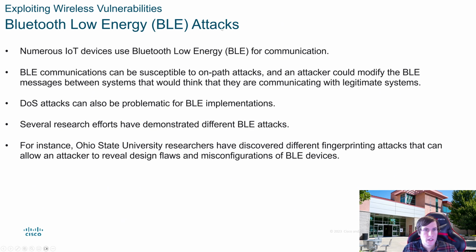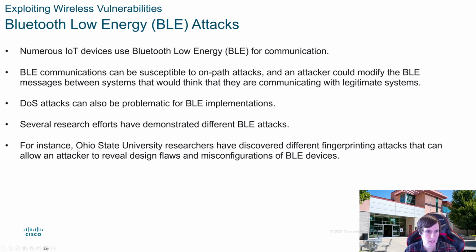So Bluetooth low energy attacks. Many IoT devices use Bluetooth low energy. So this is, again, how you can turn your lights on and off with your phone. Bluetooth communications are susceptible on path because typically these low energy communications aren't encrypted or secured in any way. So if someone is somehow in between you and your smart lamp or whatever you're connecting to on Bluetooth, they can intercept it. Of course, they can also deny a service if they're spamming the noise into that near field communication.